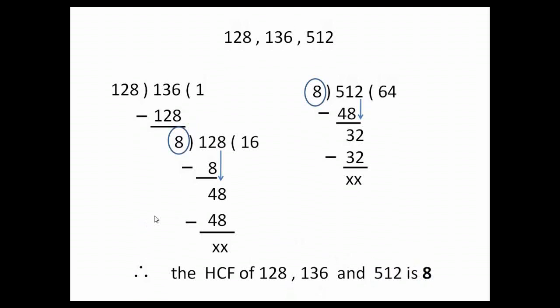So by using both the methods we see that we'll get the HCF as 8 by the prime factorization method as well as the division method. So you have to use according to the question. If it is not mentioned which method you have to use, then you can use any method.